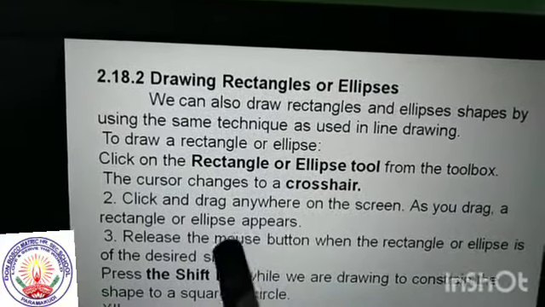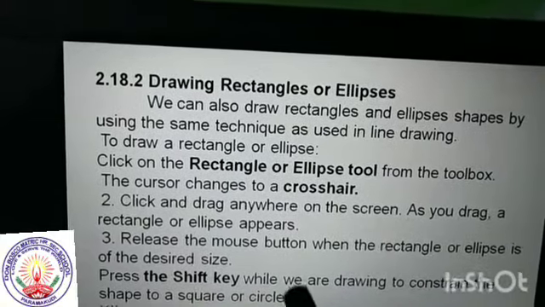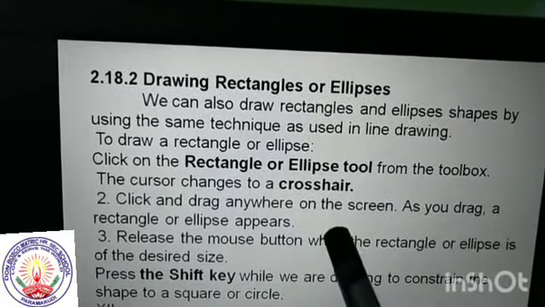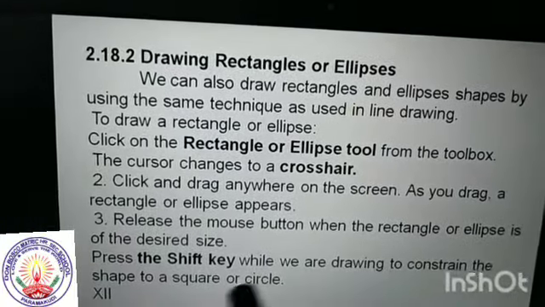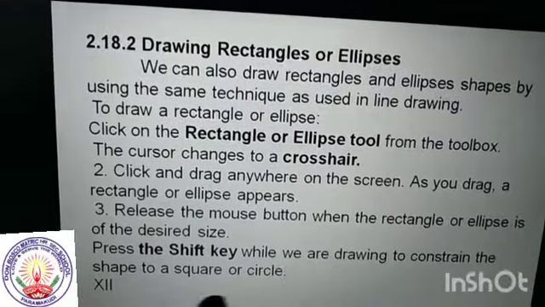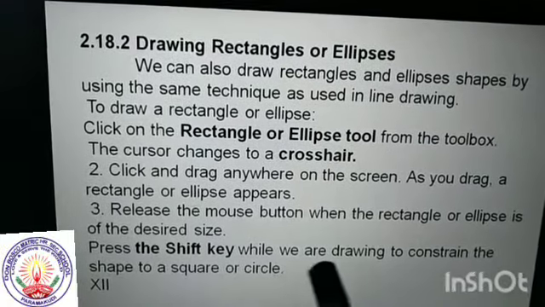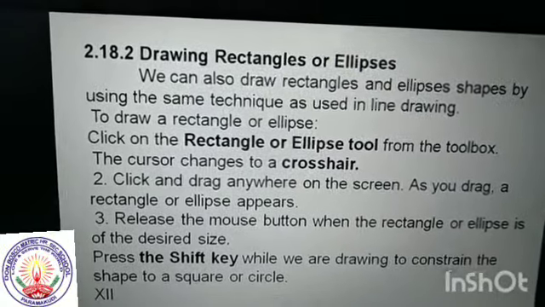Just click and drag anywhere on the screen. As you drag the rectangle or ellipse shape, release the button when the drawing is the desired size. Hold the shift key while drawing to constrain the shape to a square or circle.